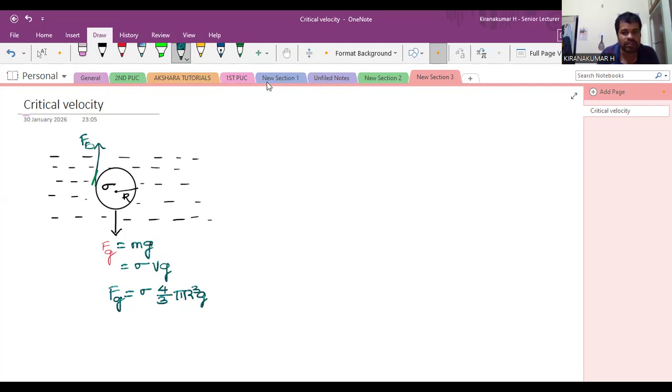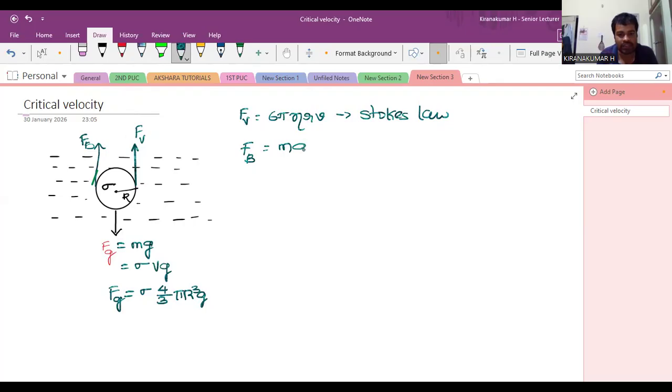Along with that, there is one more force acting in the upward direction. That is because of the viscosity of the medium. F viscosity equals 6 pi eta r v. This is called Stokes law, as per Stokes law.